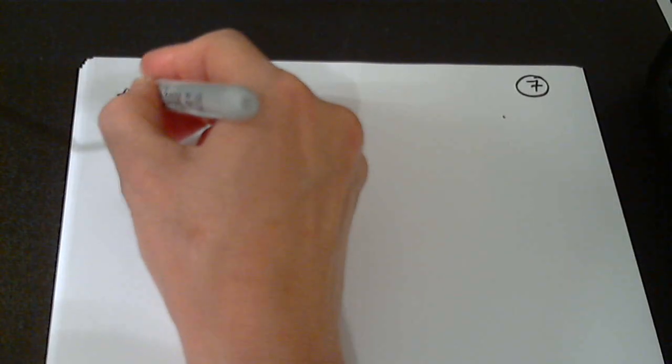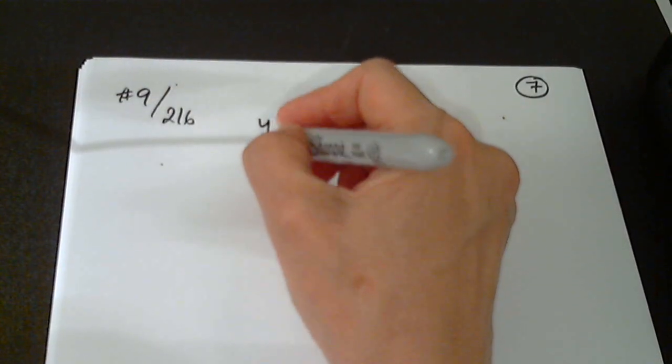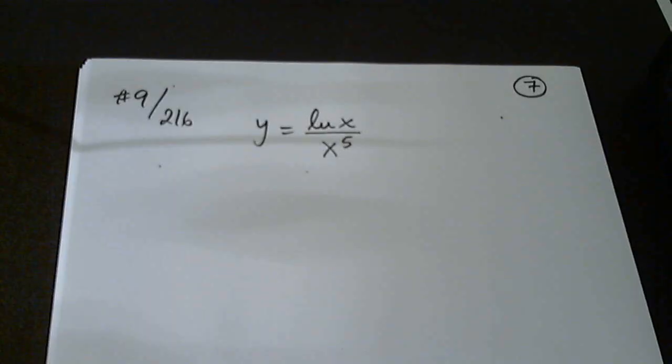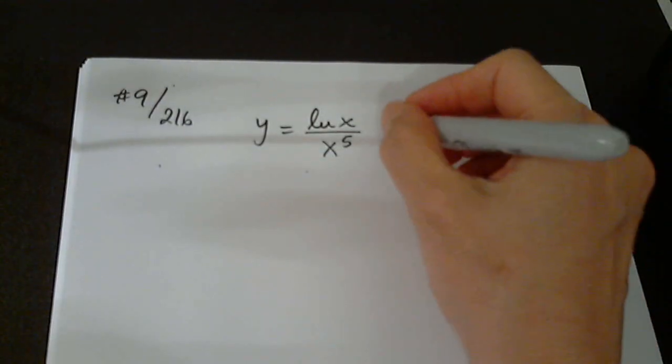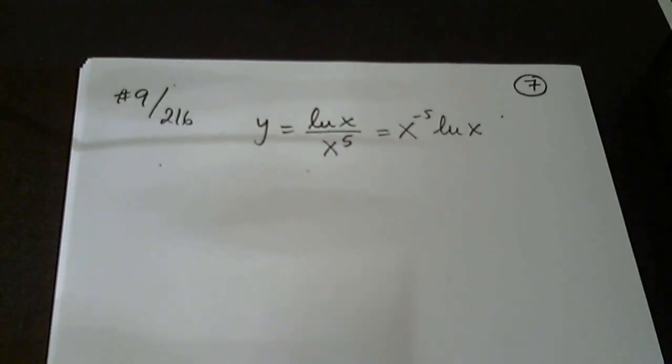You do 9. Very good. So this is 9 on page 216, and this is y equals natural log x divided by x to the 5th. I know you're going to say, use the quotient rule. It's a ratio. True. However, I would recommend you change this into x to negative 5 times natural log x.